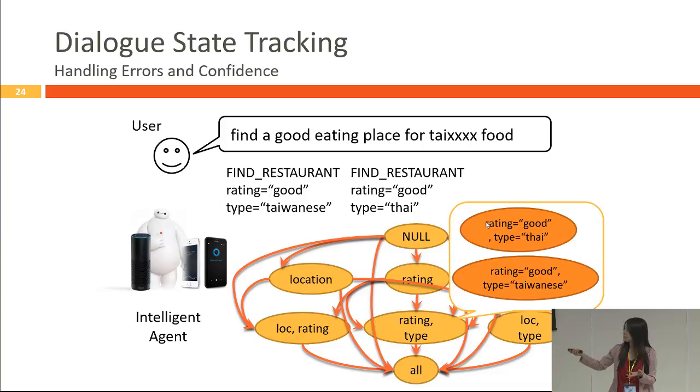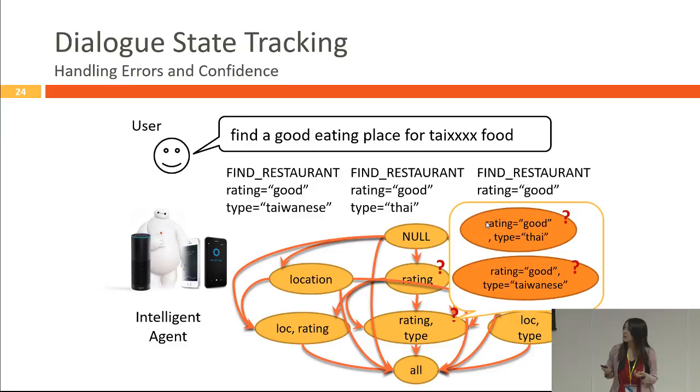Also, it could be possible we cannot extract that this is about the type. So we think probably the user is in this dialog state instead of this one. This is a difficult task because with only one sentence we cannot decide which dialog state the current utterance is in.